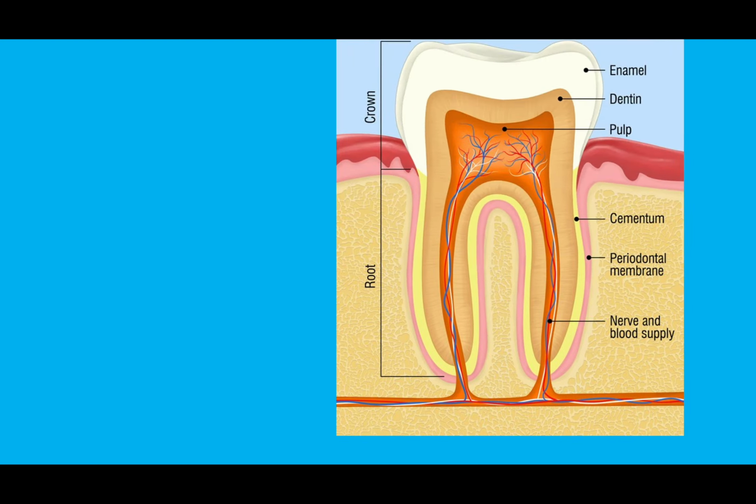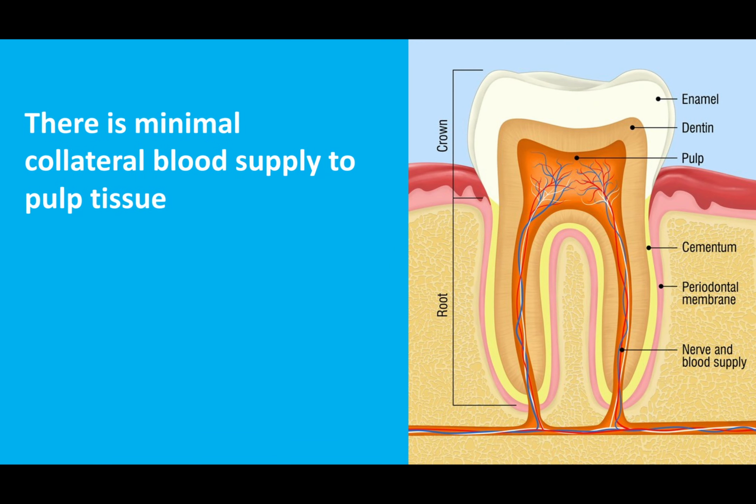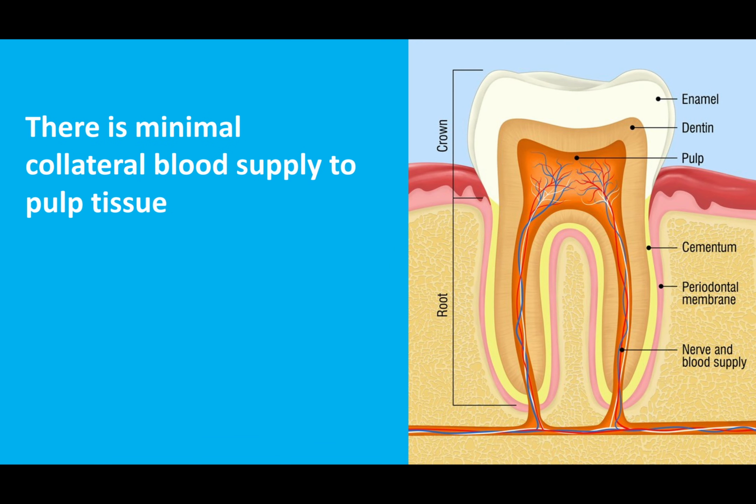So the second feature that distinguishes pulp from other tissues in the body is that there is minimal collateral blood supply to pulpal tissue. As we all know, the blood supply to the pulpal tissue is only through the apical foramen, which has very little arterioles and venules, and there is no true collateral blood circulation or minimal collateral blood circulation.